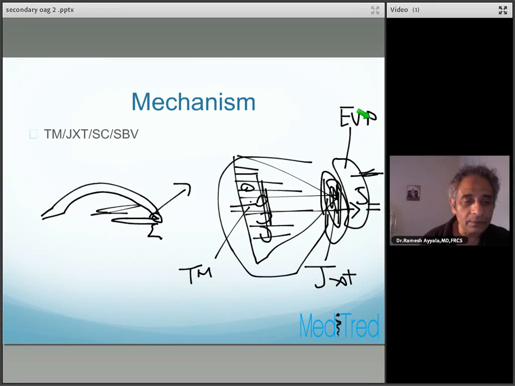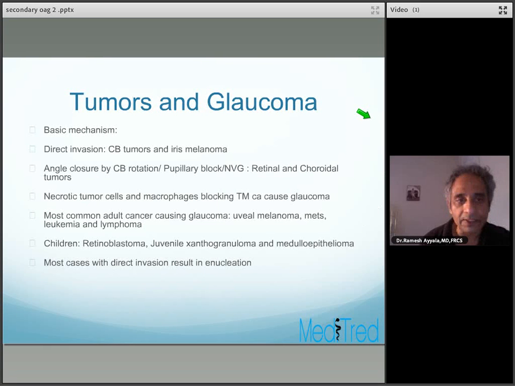Now let's go on to discuss individual topics, tumors and glaucoma. So the basic mechanism, like I just described, is direct invasion of the trabecular meshwork area, either by ciliary body tumors or iris melanoma cells. The angle can also be closed in some of these cases by ciliary body rotation, pupillary block mechanism, or neovascular glaucoma. This is typically seen in patients with retinal and choroidal tumors. Sometimes the necrotic tumor cells and macrophages can block the trabecular meshwork, causing glaucoma.